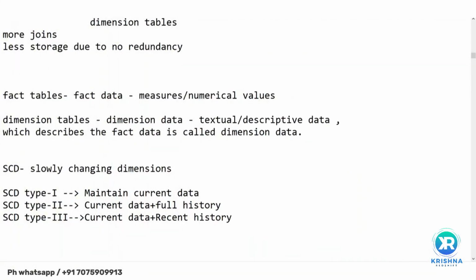Or for example, customer designation. Initially he will join as an associate engineer. After one year he will become a software engineer, or after another two years he may become a senior software engineer. So his designation will change, his salary will change, all these things will change. Sometimes his address also will change. So these dimensions will tend to change over time, so they are called slowly changing dimensions. There are three types: SCD type 1, SCD type 2, and SCD type 3.